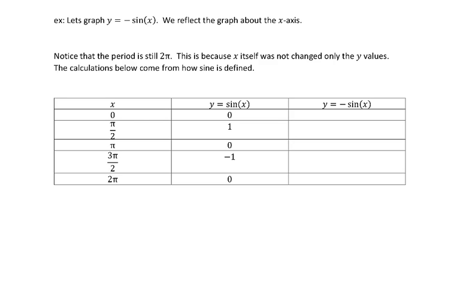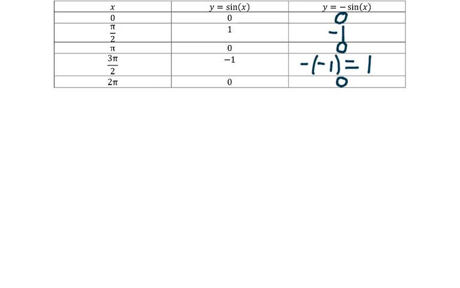Well, negative 0 is just 0. -1 we get here. Here we get 0 again. -1, you have a double negative, that becomes a positive. -0 again is 0. So this is what we get here. Okay, so let's actually graph it now. So I'm going to graph it here.